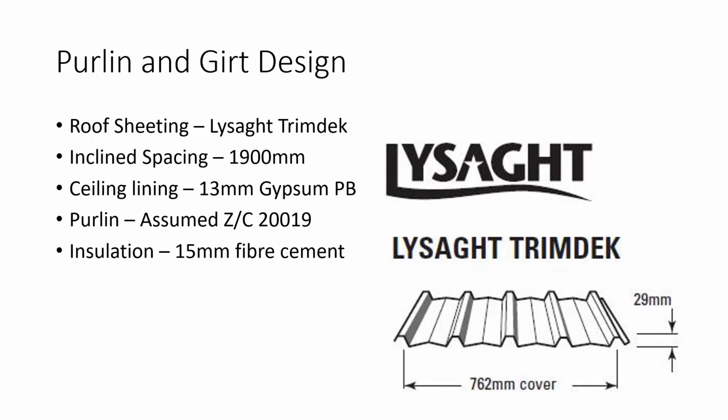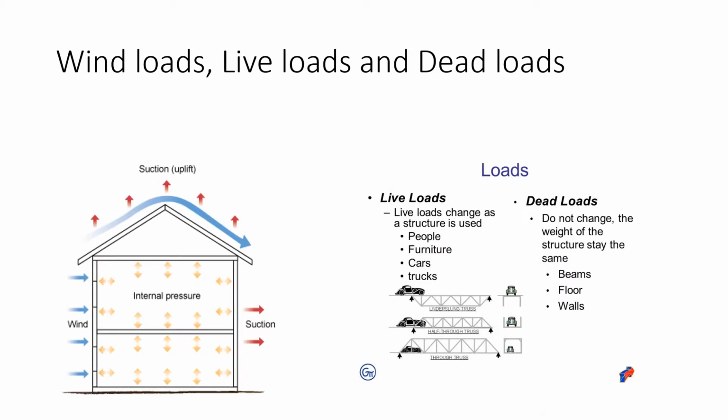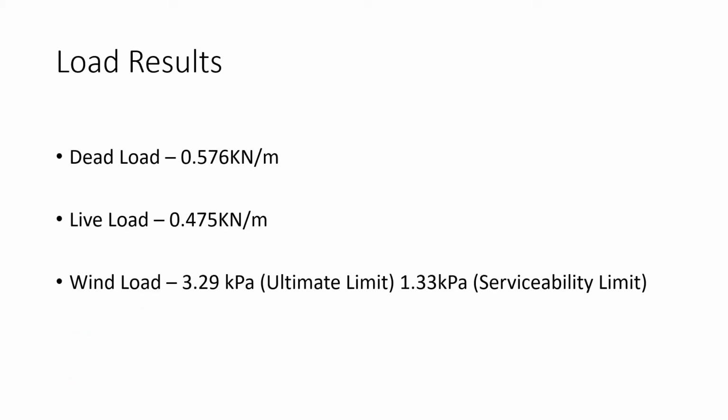Roof sheeting used was to be Lysaght Trimdek, giving us a mass of 4.3 kilograms per meter squared for our roof sheeting, and the inclined spacing was 1900 millimeters. The first steps included calculations of the dead loads, live loads, and wind loads. These were then combined together, and a suitable purlin was selected from the capacity tables. A Z250 24 purlin type was selected, and the serviceability of this member was checked and found to be adequate.